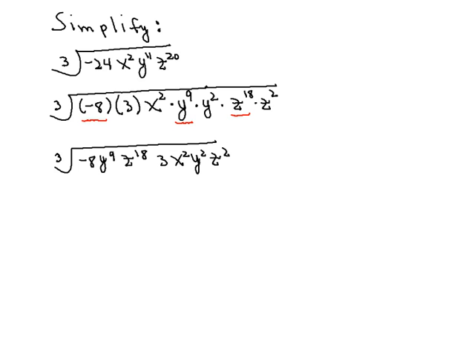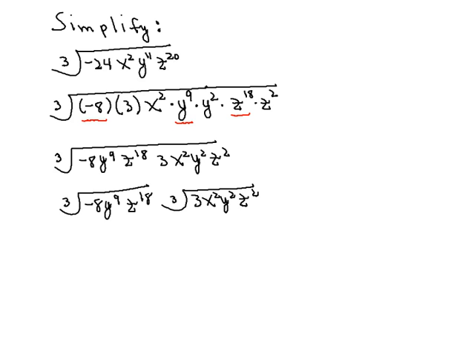z squared. And now we'll rewrite using the product property. So we'll have then the cube root of negative 8, y to the 9th, and z to the 18th, times the cube root of then 3 x squared, y squared, and then z squared. And so we then can take the cube root of those perfect cube factors.